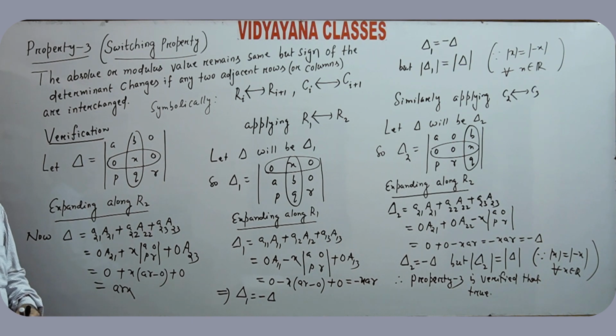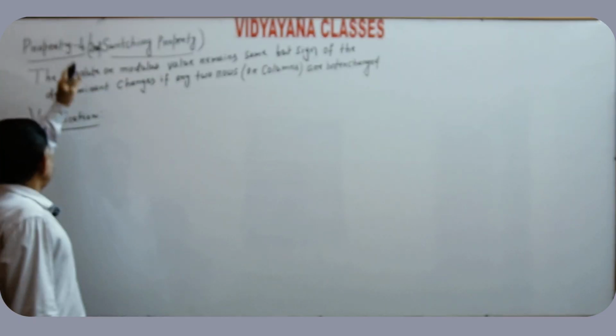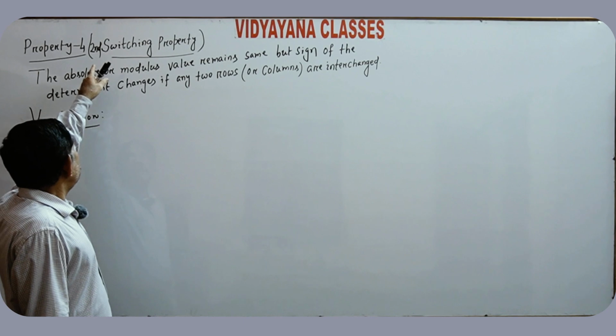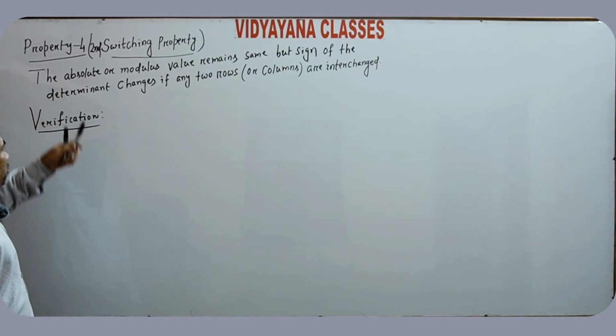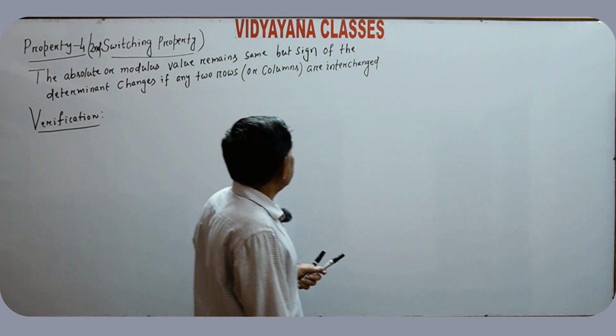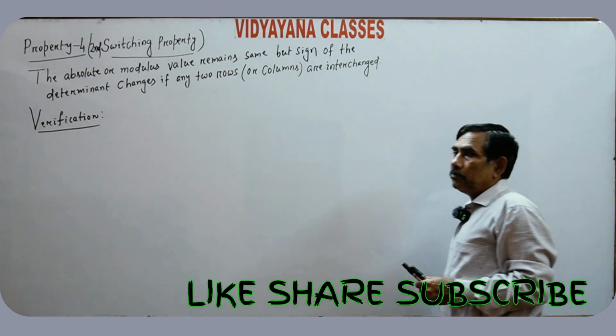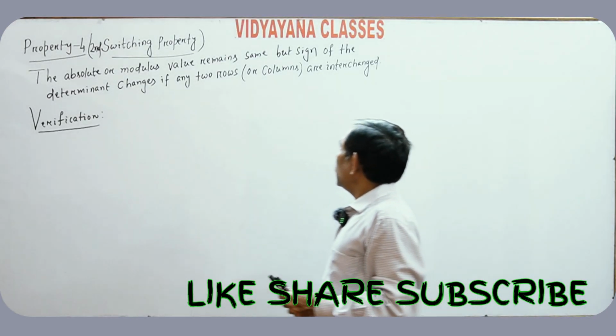Okay. Write down. Property number 4. It is the second switching property. The statement is: the absolute or modulus value remains the same, but the sign of the determinant changes if any two rows or columns are interchanged.